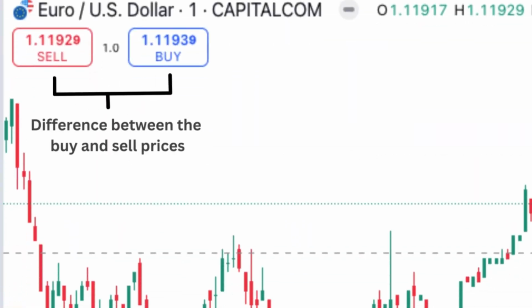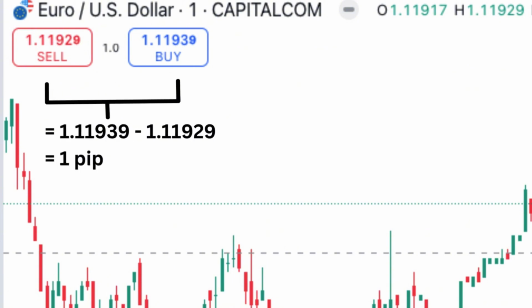For example, as you can see here, through the broker capital.com on TradingView, the bid or sell price is 1.11929, while the ask or buy price is 1.11939. If you subtract these values from one another, you get a spread of 1 pip.